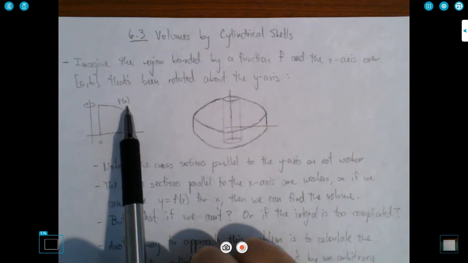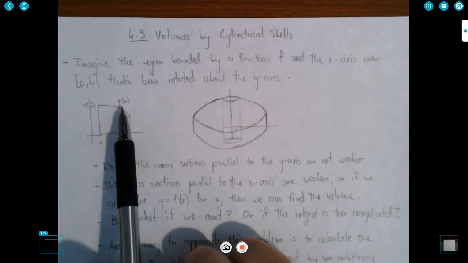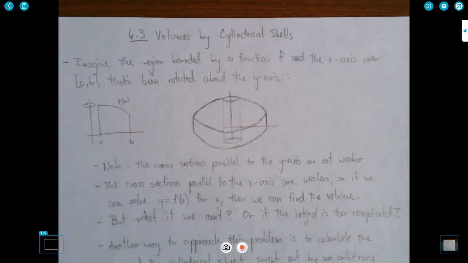And it requires you to be able to solve this, like I said, and get x equals g of y. That may not always be possible to do. Or it may be possible, but just really difficult to integrate once you do solve it. So we'd like another approach if possible. Having more than one tool in your toolkit is always a good thing, right? So here's another way to approach the problem.